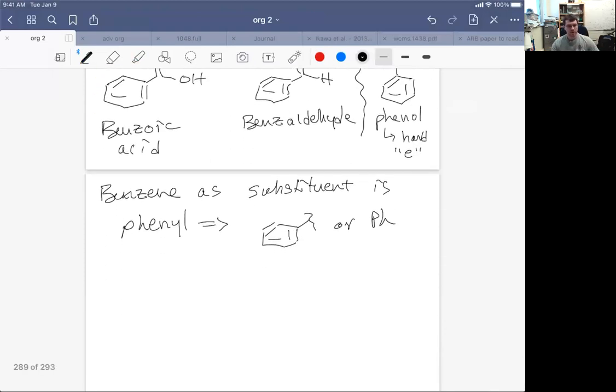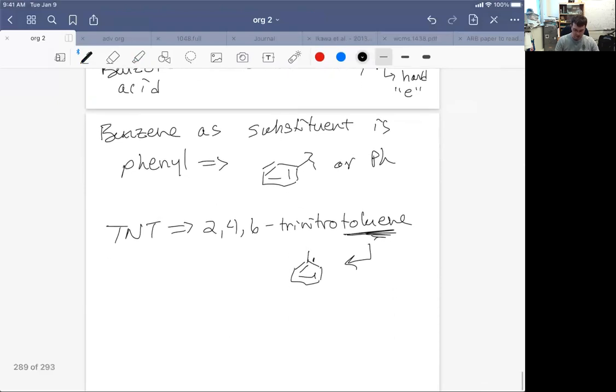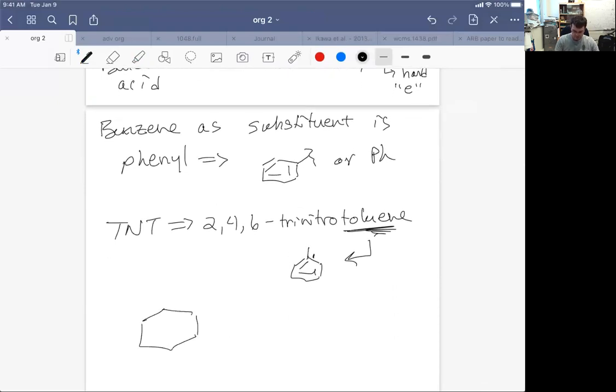Okay, so let's go back to TNT, which is trinitrotoluene. Could add some numbers here, 2, 4, 6 trinitrotoluene. Because we're naming this as toluene, which is methylbenzene, we lock carbon 1 as the methylated position, even though that methyl group has a lower priority than the rest of the things. So 2,4,6 trinitrotoluene is us taking toluene. We have a methyl group at the 1 position, and that determines our numbering, and we have nitro groups spread out around the ring, 3 of them, hence trinitro.